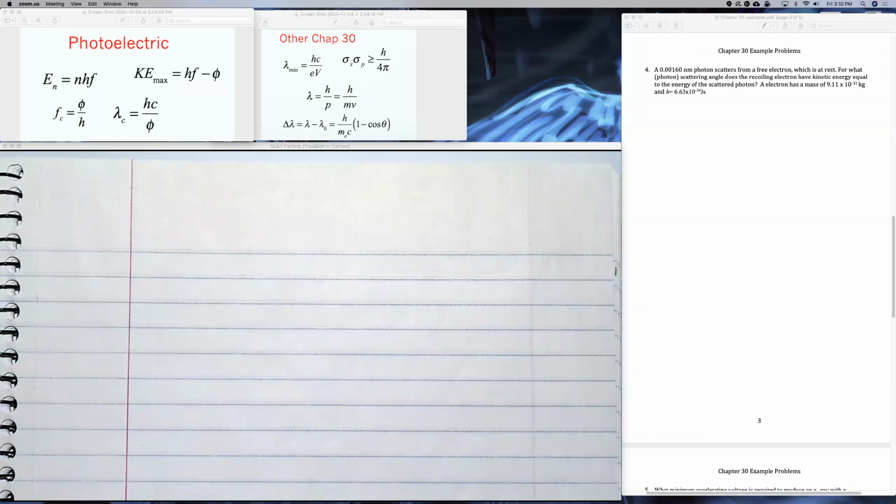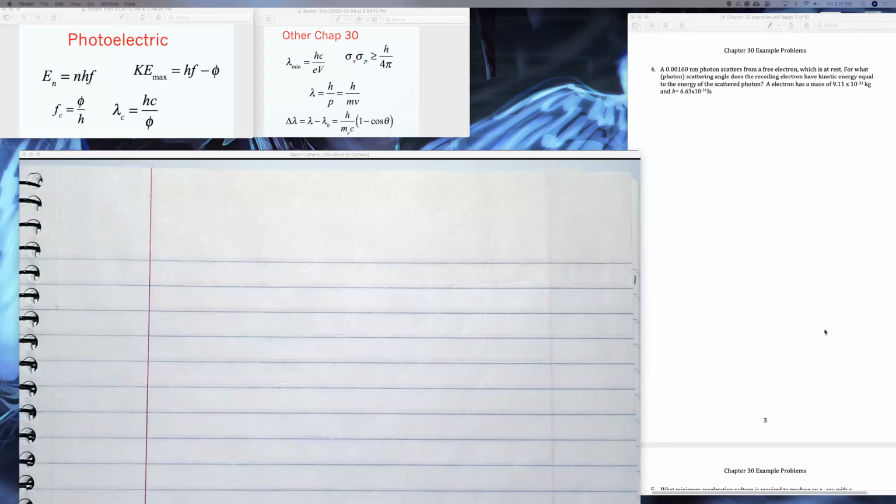And it says, a photon with a very small wavelength, fraction of a nanometer, scatters from a free electron, which is at rest. For what scattering angle does the recoiling electron have kinetic energy equal to the energy of the scattered photon? So let me get it. For what angle does the recoiling electron have kinetic energy equal to the energy of the scattered photon?